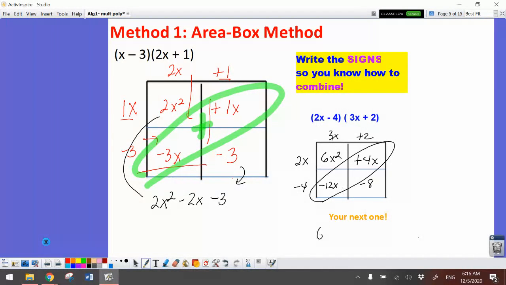Combining on the diagonal, 6x squared minus 8x minus 8. So hopefully you came up with 6x squared minus 8x minus 8.